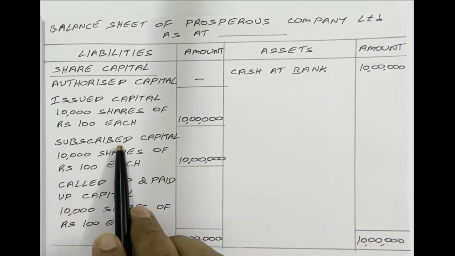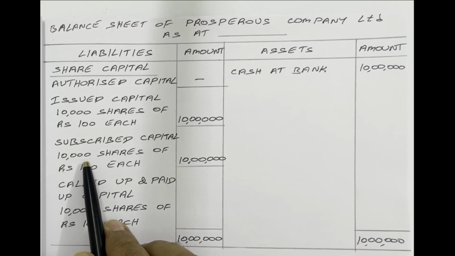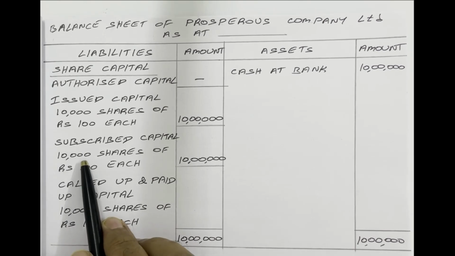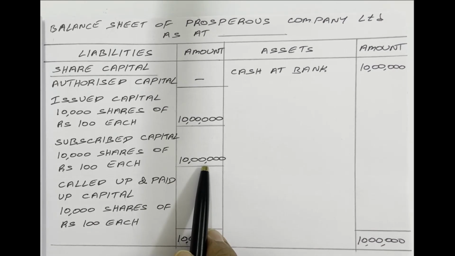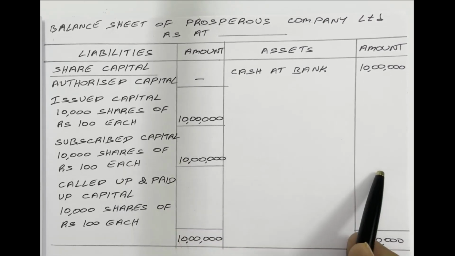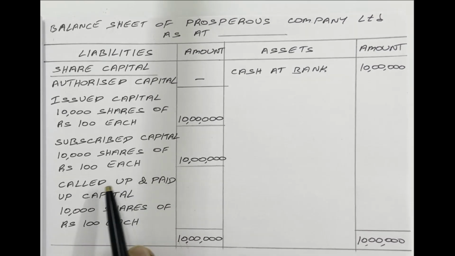Next, subscribed capital. The public applied for 15,000 shares, but finally the company allotted 10,000 shares only, no? Therefore, subscribed capital is also not 15,000 shares, but 10,000 shares only. So 10,000 shares of 100 rupees each, 10 lakh rupees. Next, called up and paid up capital. The company made all calls: application, allotment, first call and final call. Means the company called 100 rupees on 10,000 shares. Therefore, called up capital is 10,000 shares at the rate of 100 rupees each, 10 lakh.